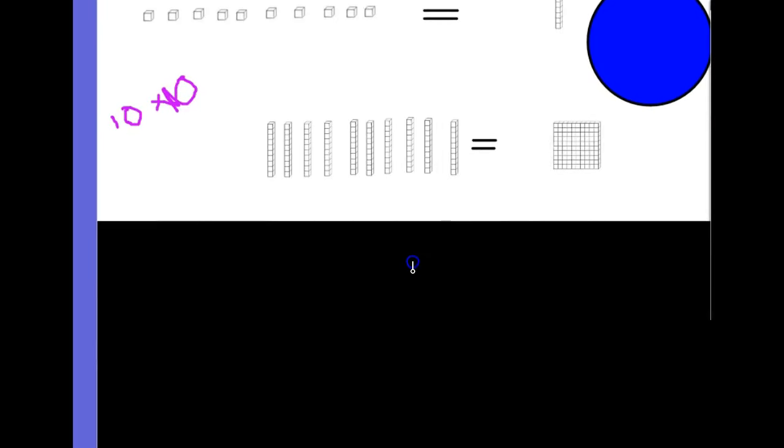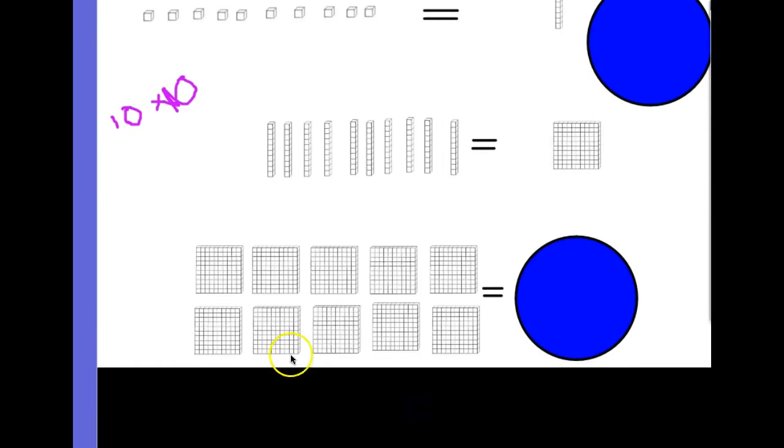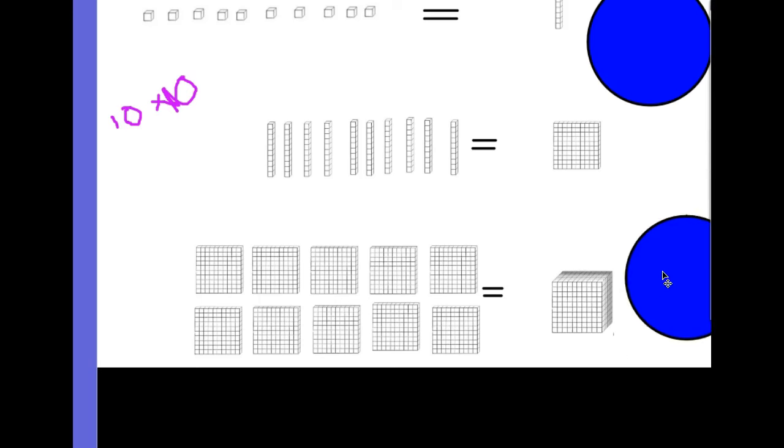We can keep going with this with hundreds. So how many hundreds do I have right here? 100, 200, 300, 400, 500, 600, 700, 800, 900, 1,000. Well, if I'm moving from 900 to 1,000, I'm no longer in the hundreds place. I'm going to be in the thousands place. So I'm going to make my 10 hundreds into 1,000. So 10 times 100 equals 1,000.